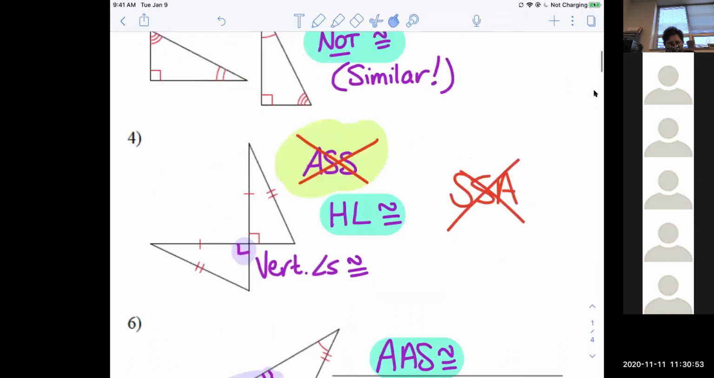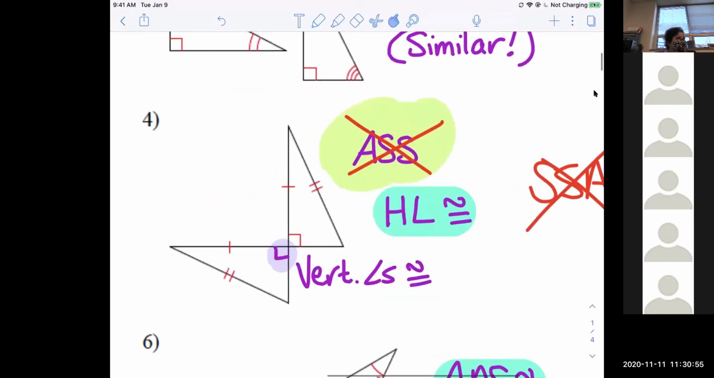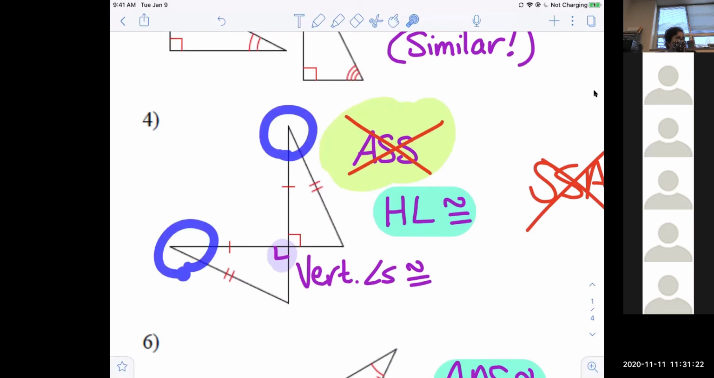So for number 4, H stands for what? Hypotenuse. So what kind of triangle has a hypotenuse? Right triangle. So HL means that you have the hypotenuse is marked and you have one of the pairs of legs. So this one you have those two legs and they have to be right triangles. Okay, that one is not SAS again because we don't have the included angle. We would have to know those two angles for it to be SAS.